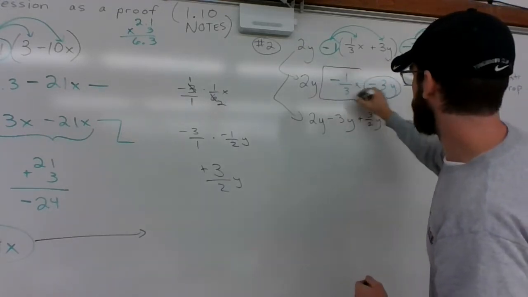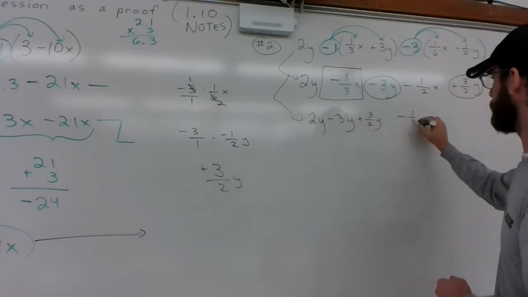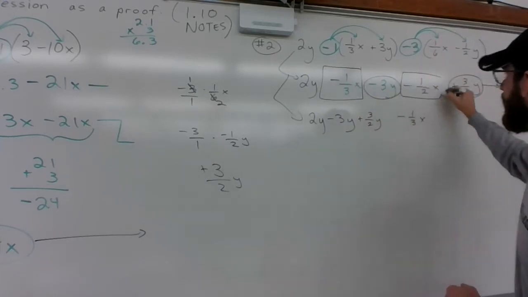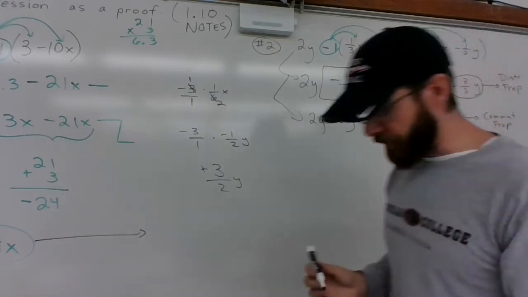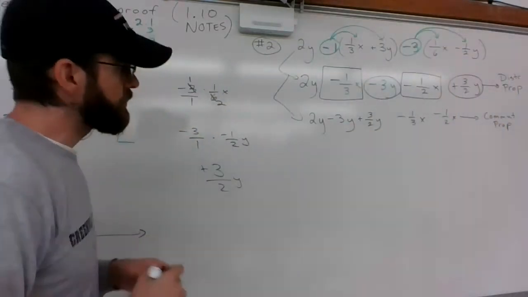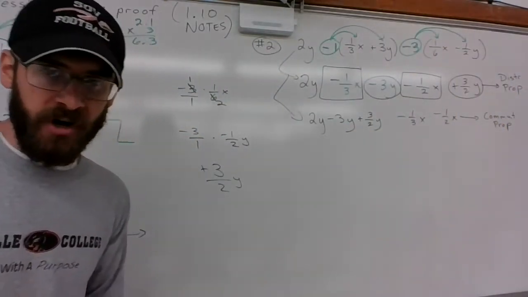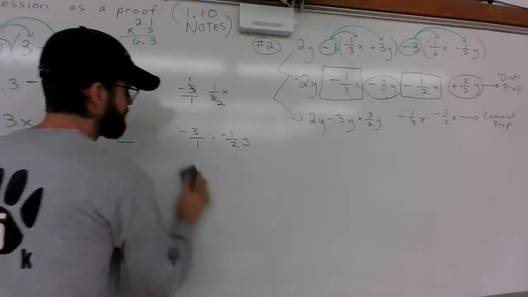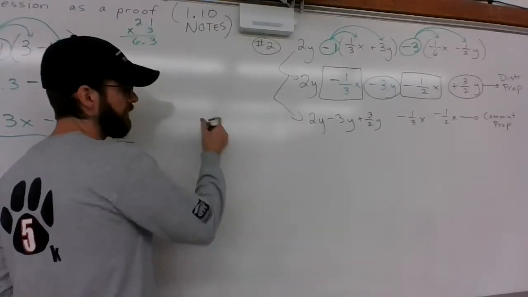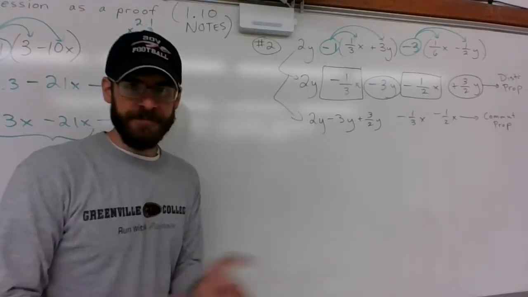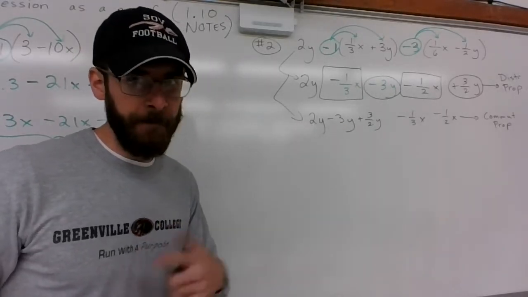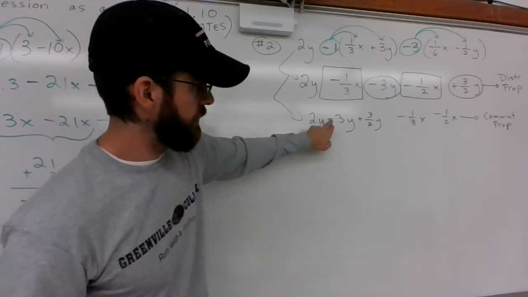And then we've got negative 1/3 x minus 1/2 x. Commutative property rearranges things. So now maybe you got to do some more scratch work off to the side. So, I don't think we got to stack this. 2 minus 3. Take the difference, 1, make the bigger number its sign.